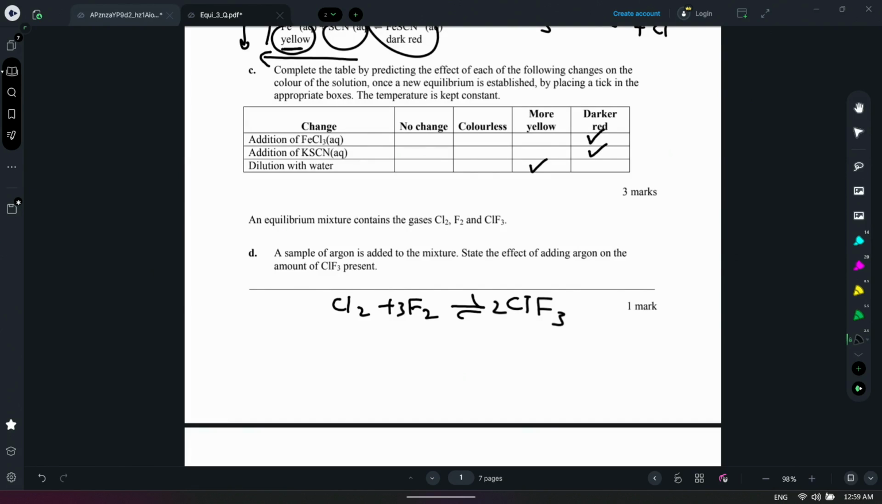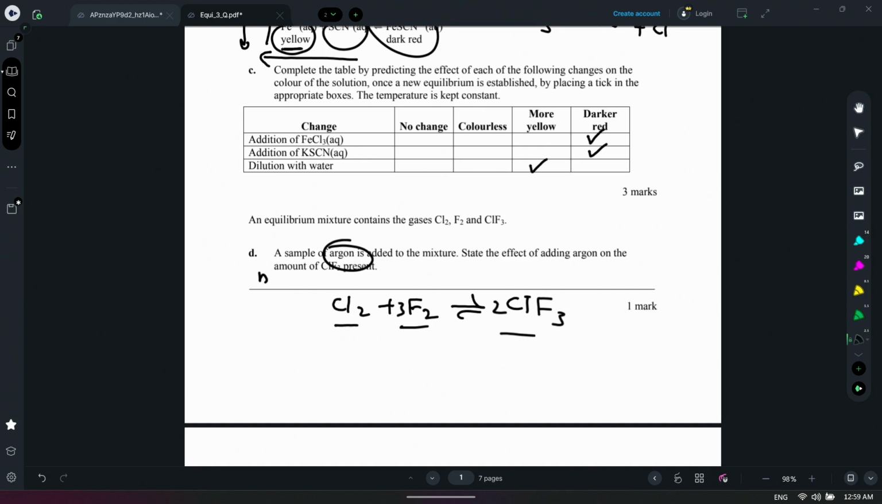Now, the question should have said, what is the effect on the equilibrium? The question is saying amount of ClF3. Amount is the number of moles, okay? Now, argon is a what type of gas? Argon is a noble gas, which is an unreactive gas, group 18. So when argon is added, argon is not going to react with any of these species in the equilibrium system.